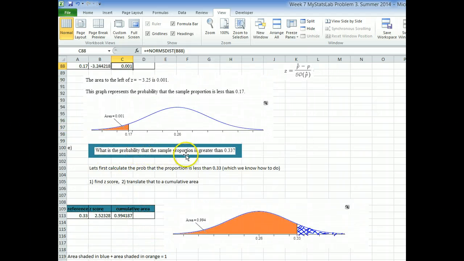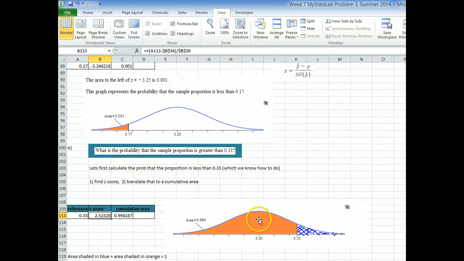What is the probability that the sample proportion is greater than 0.33? Now let's first calculate the probability that the proportion is less than 0.33, because we know that we can do that easily by translating the 0.33 into a z-score, which is here, then translating that into a cumulative area. So this area right here is the probability that the score is less than 0.33. But we are interested in the probability that is greater than 0.33. So it means the blue area is what we're interested in.